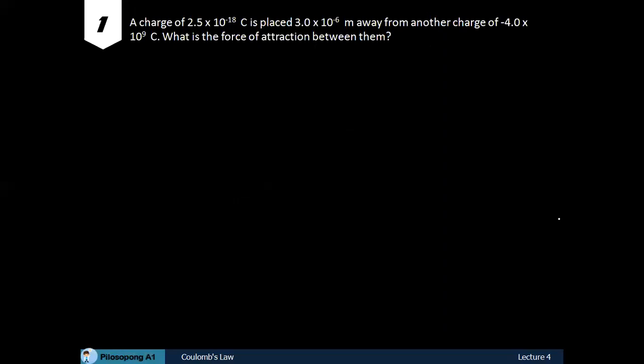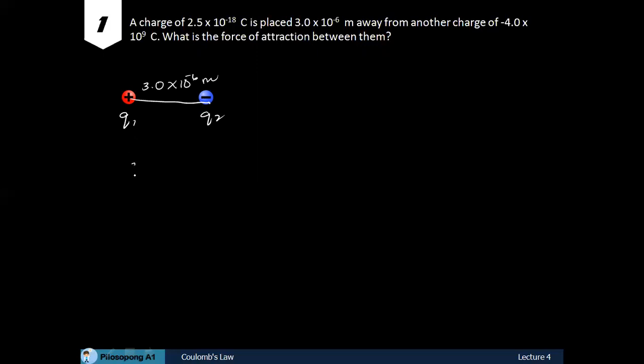Let us try it using 4 examples. So we have here the first one. A charge of 2.5 times 10 raised to negative 18 Coulomb is placed 3.0 times 10 raised to negative 6 meters away from another charge of negative 4.0 times 10 raised to negative 9 Coulomb. What is the force of attraction between them? So let's say we have here the first charge, Q1, and then that is placed about 3.0 times 10 raised to negative 6 meters away from the second charge, which is a negative charge.